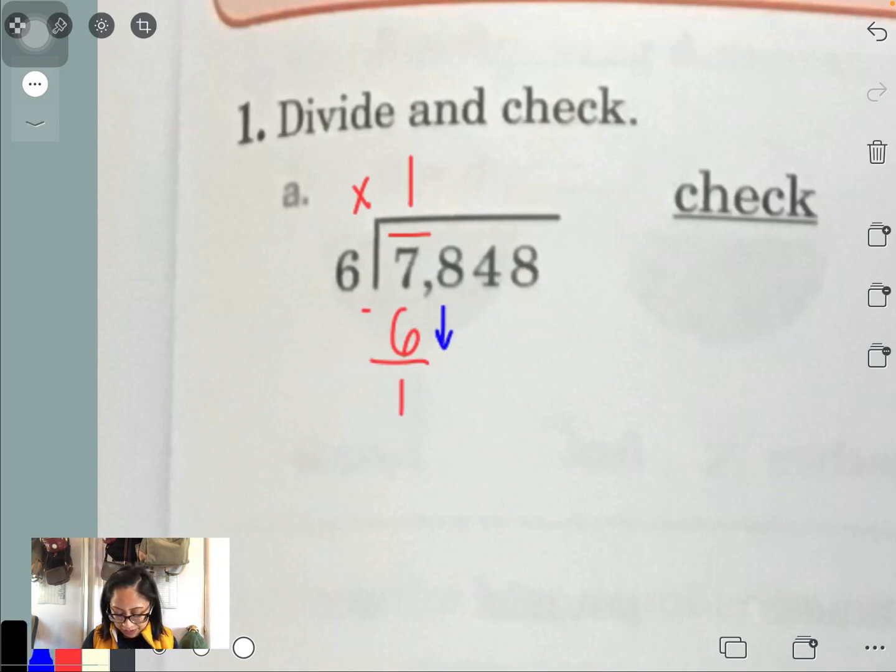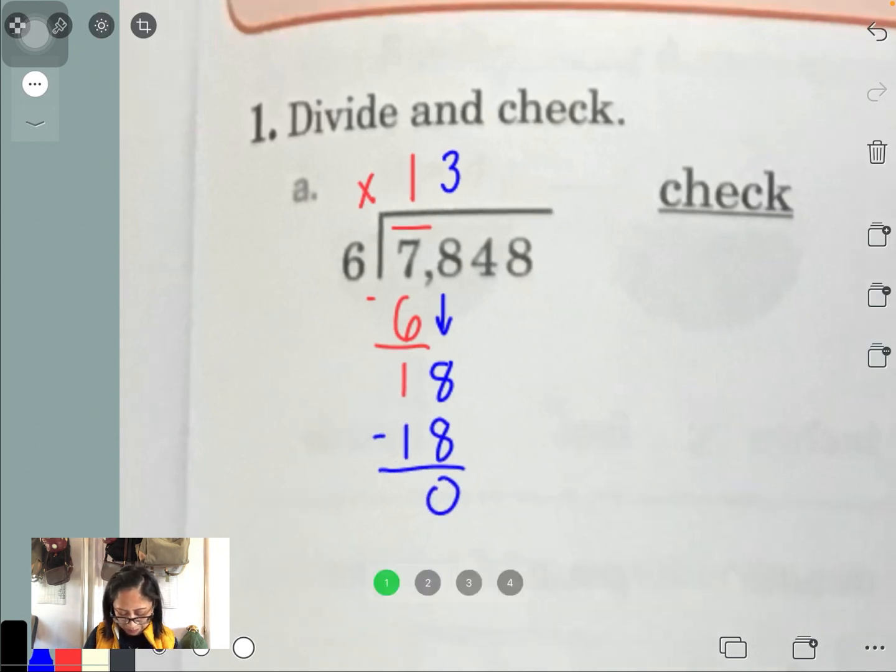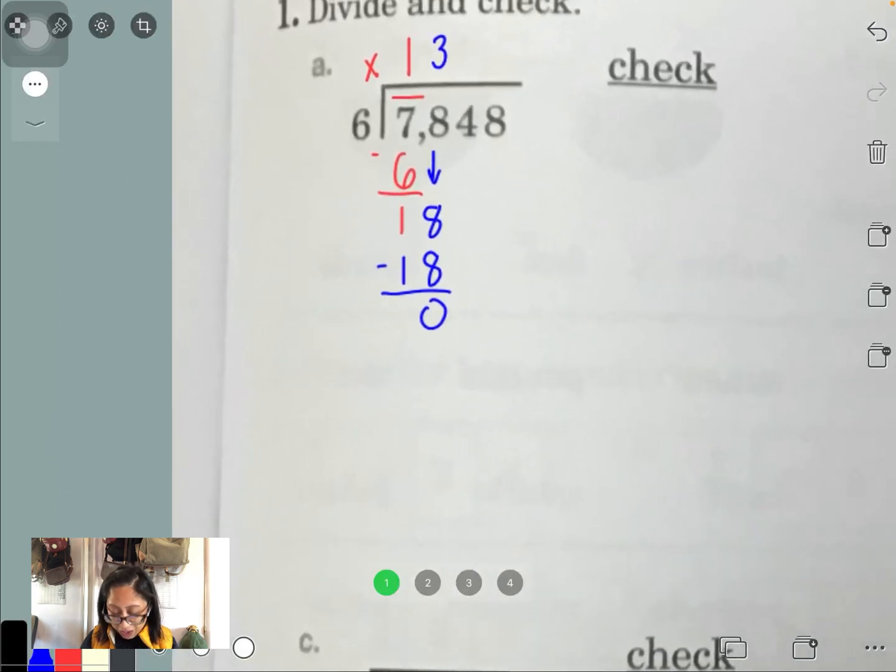Now I will drop the 8. 18 divided by 6. That's possible because it's 6, 12, 18. 3 times 6 is 18. So I'll put a 3 up here. And I'll do 3 times 6, which is 18, 0. So notice how they give you lots of space to do this. I highly suggest that you write neatly. Please write neatly. You've got a lot of time to write neatly, not sloppily.